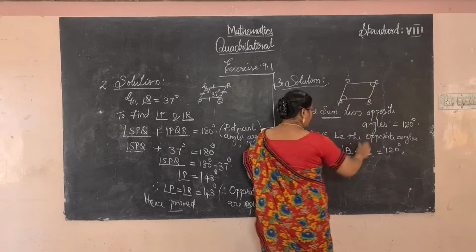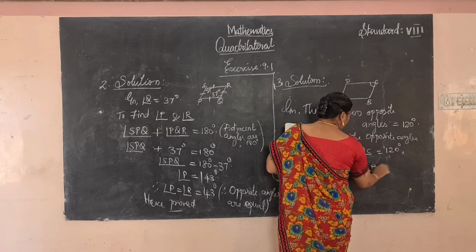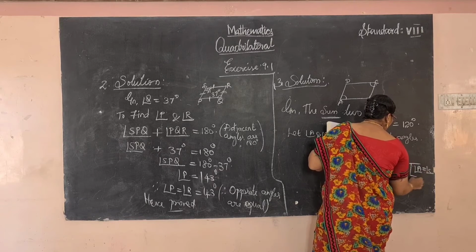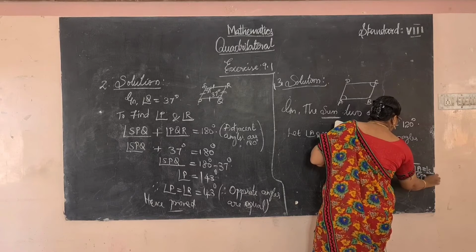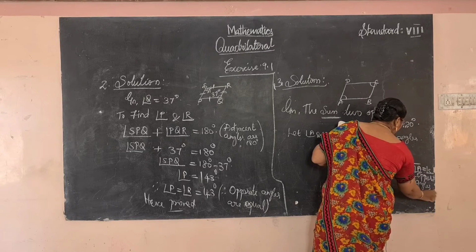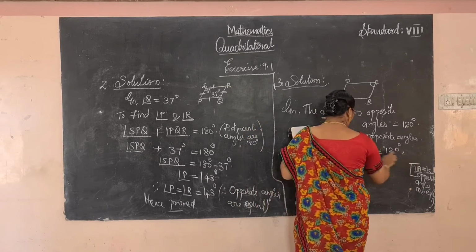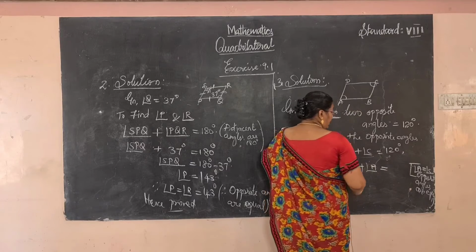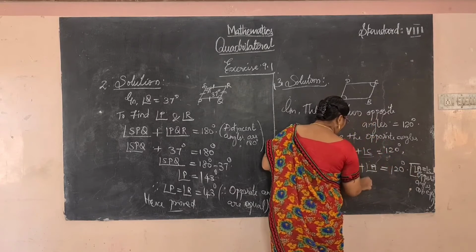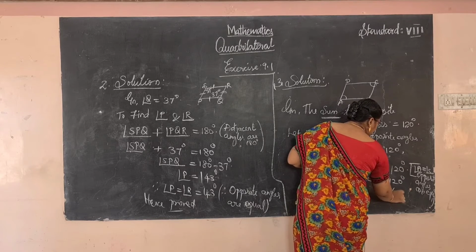So opposite angles are equal. Okay, opposite angles are equal. So angle A is equal to angle C, since opposite angles are equal. So we have applied for the C value as angle A, or the A value as C. We have considered any one. Okay, 2 angle A is equal to 120 degrees. So angle A is equal to 60 degrees.